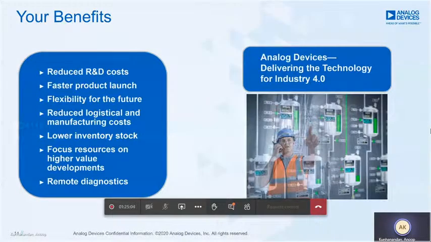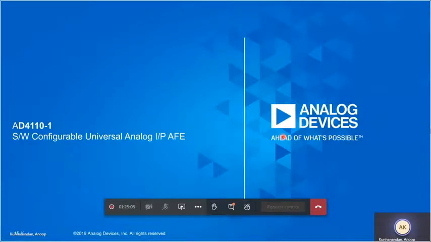Now that we have gone through the concept of PLC and the SWIO and how it is useful for the system, I would like to introduce a few products from Analog Devices which are really meant for these kinds of applications. The first part is AD4110. It's a software configurable universal analog front end.